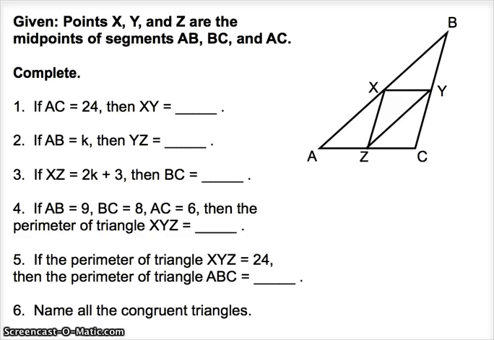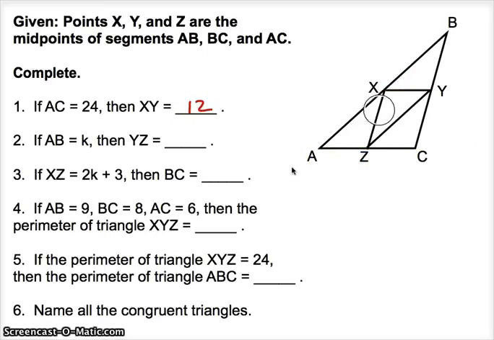First problem. Given points X, Y, and Z are the midpoints of segments AB, BC, and AC. So looking at the diagram on the right, I realize that X is the midpoint of AB, Y is the midpoint of BC, and Z is the midpoint of AC. Using that to find these missing values. Number 1 tells me that AC is 24. So all the way across the bottom I know is 24, and I'm looking for the value of XY. Since I know it's connecting the midpoints, it should be half of that, and it should be 12.